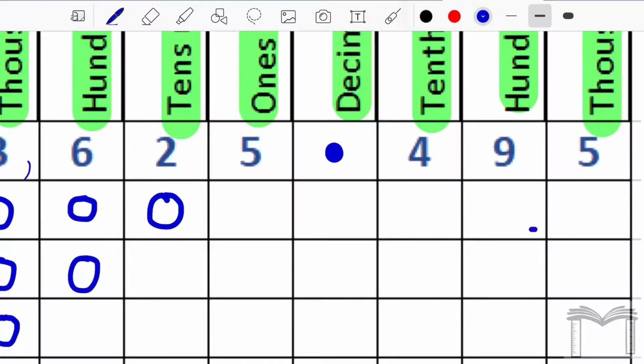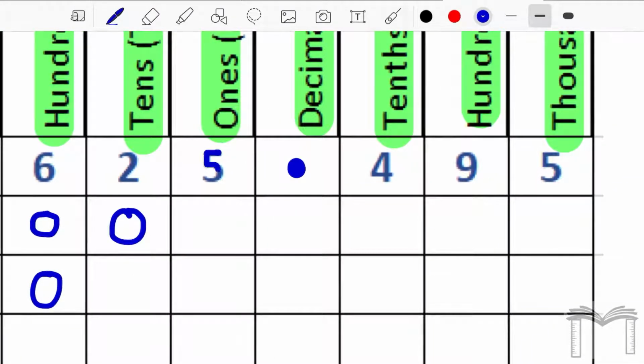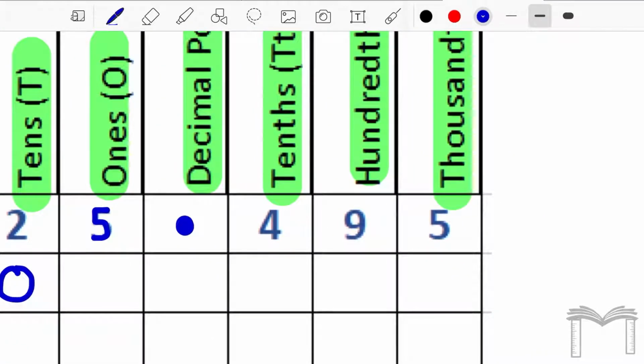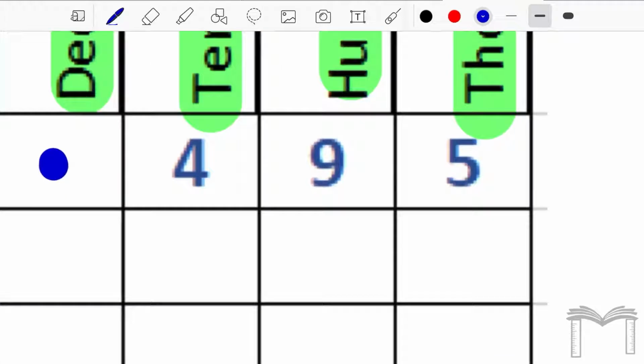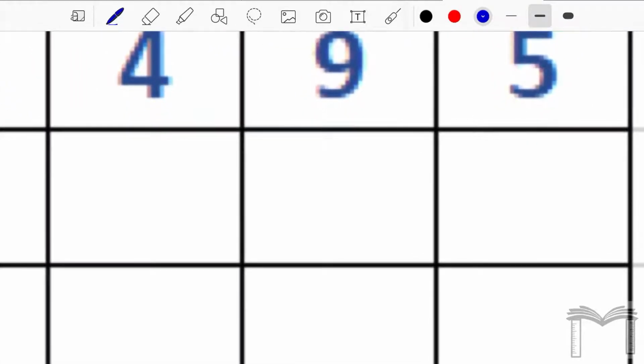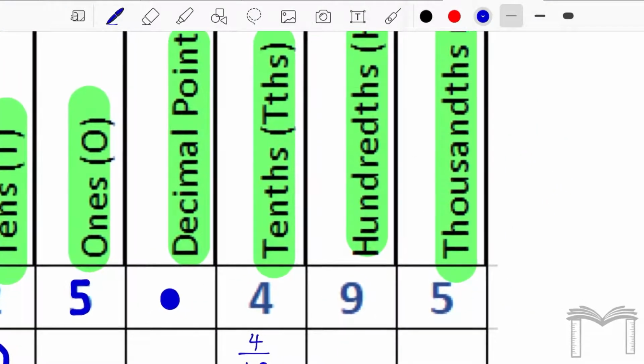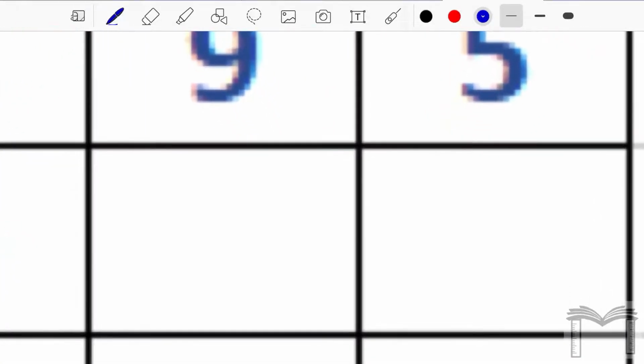Next, on the right of the ones, we have the decimal point. And the first number after the decimal point, again, is in the tenths position. So that's 4 times 1/10, which is 4 over 10, or as some persons put it, 0.4. The 9 is in the hundredths position. So that's 9 times 1 over 100, which is 9 over 100, which can also be written as 0.09.